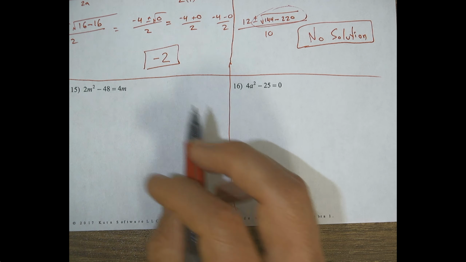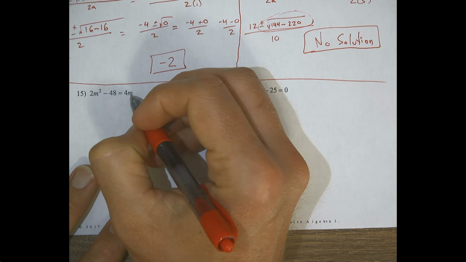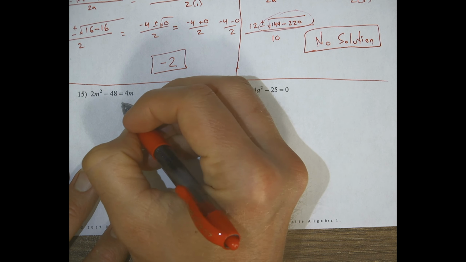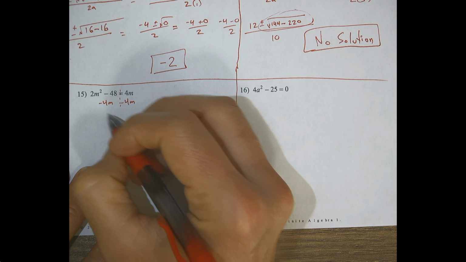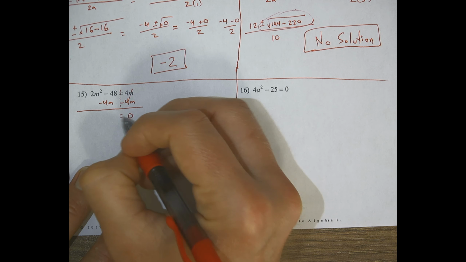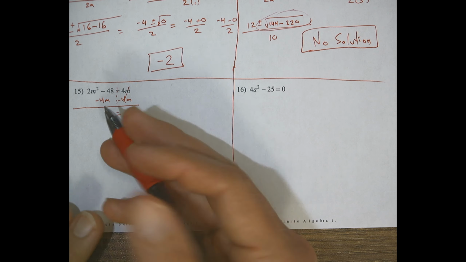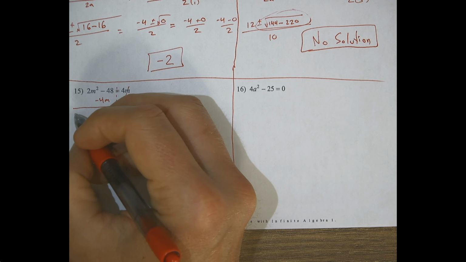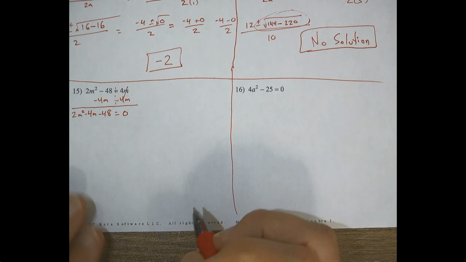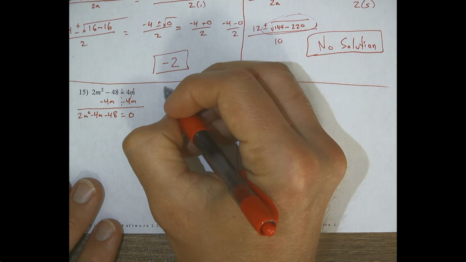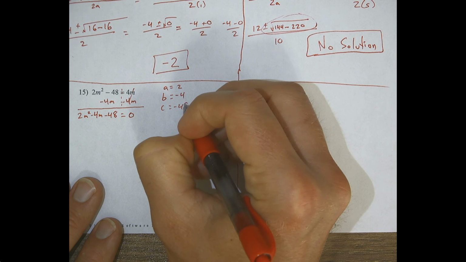Okay, 15, got to get this in standard form. Looks a little bit different than some of the ones that we've been looking at because this over here has the m, but it's the same process. We need it all on the same side. So I'm going to minus 4m from both sides of my equal sign, giving me 0 over here. Now on this side, there is no term with just an m, so I can't combine it with anything. So it's just going to come over here and sit next to the other terms. So it's 2m squared minus 4m minus 48. That's it. So my a is 2, my b is negative 4, and my c is negative 48.